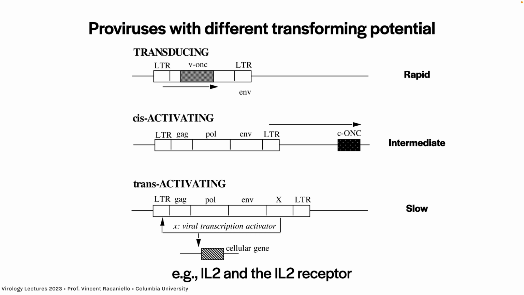It doesn't integrate next to an oncogene, but one of the viral proteins, here it's called X, which is needed to transcriptionally activate the LTR, will actually hit a cellular gene, for example IL-2, which is a cytokine that will cause cell division in T cells. And that causes them to divide forever, and eventually you get transformation of the T cells, and they form tumors.